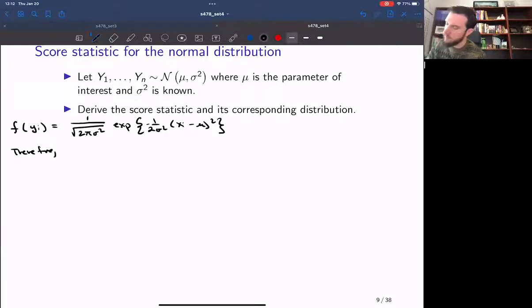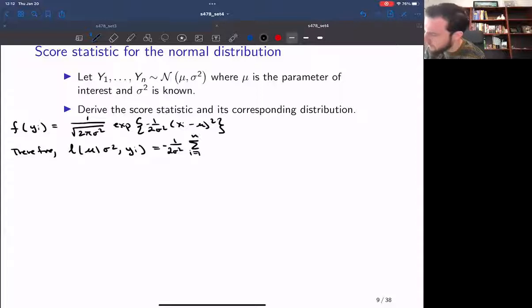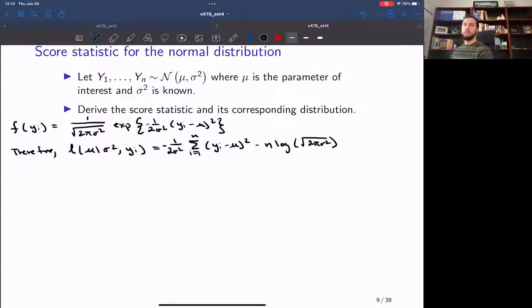So therefore, given that the density is of this form, the log likelihood of mu given sigma squared and yi is equal to -1 over 2 sigma squared multiplied by the sum from i equals 1 to n of (yi minus mu) squared, minus n log square root 2 pi sigma squared. Okay.